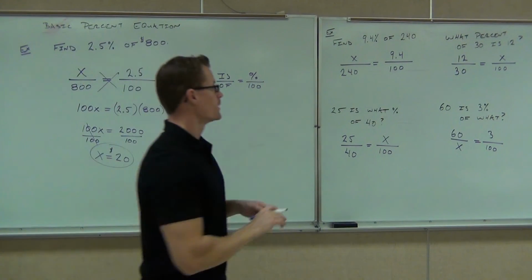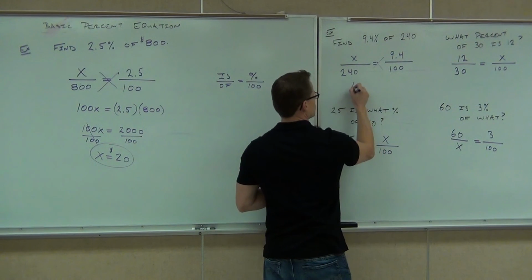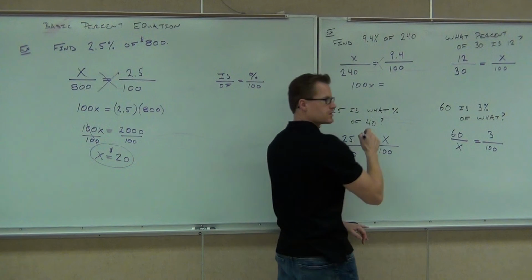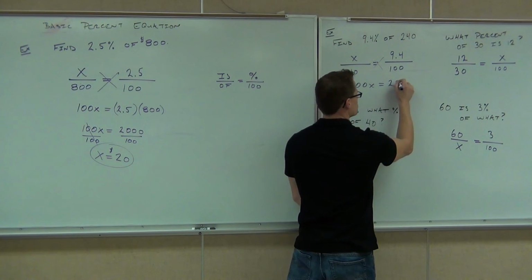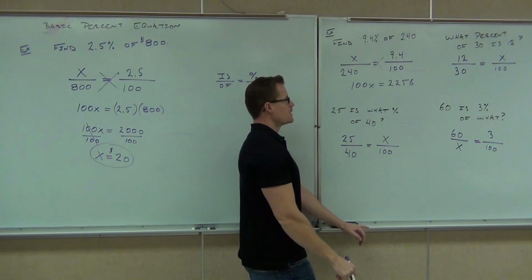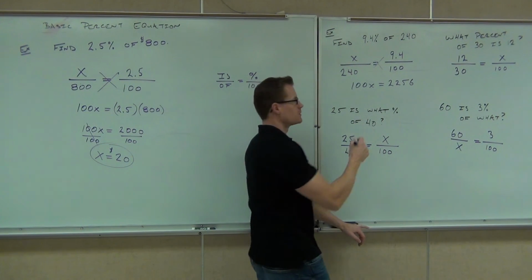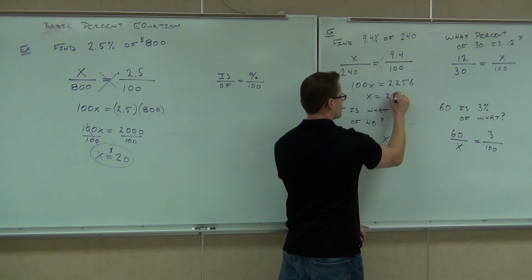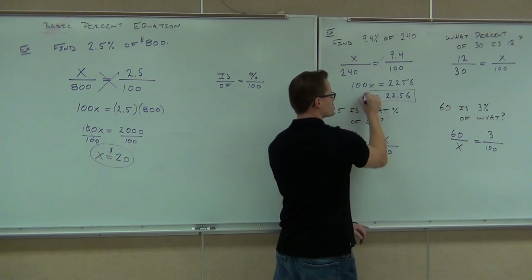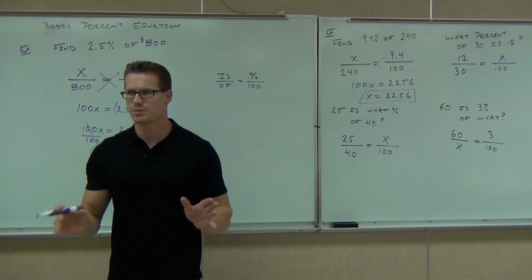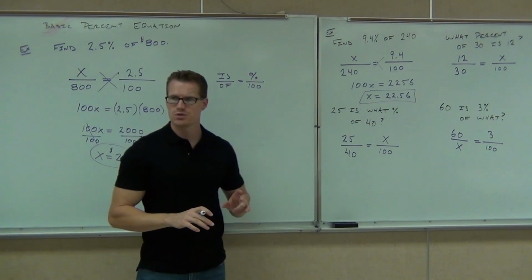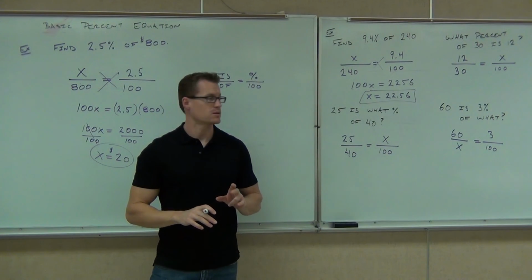It's a 2-step problem. So here we're going to get 100x equals, what's 240 times 9.4, please? 2256? Yeah, I saw that. Then if I divide by 100, 22.56. Now I don't know the units. This could be dollars or inches or whatever it is. You would put the units after that problem. It's not a percentage. You don't put a percent there. Did you get 22.56? Good.